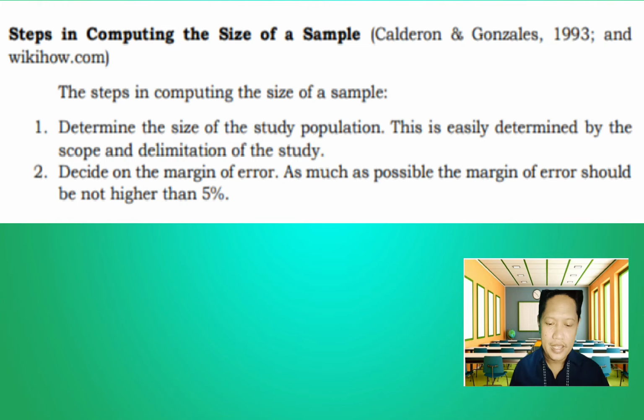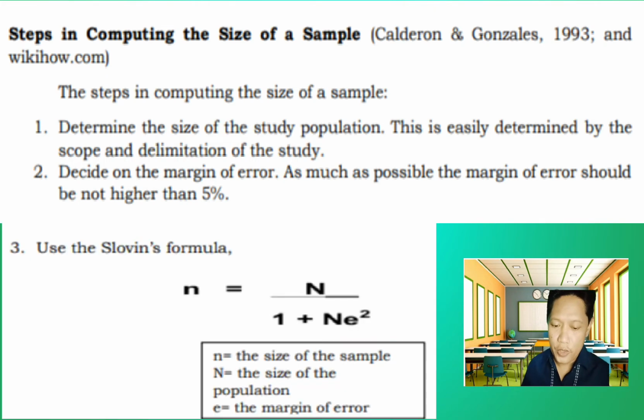And now, let me share with you how to compute for the sample size using Slovin's formula. So here are the steps in computing the size of a sample. Number 1, determine the size of the study population. This is easily determined by the scope and the limitation of the study. Number 2, decide on the margin of error. As much as possible, the margin of error should be not higher than 5%. And number 3, use Slovin's formula.